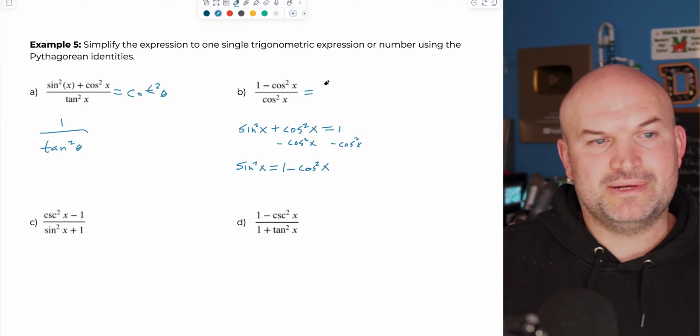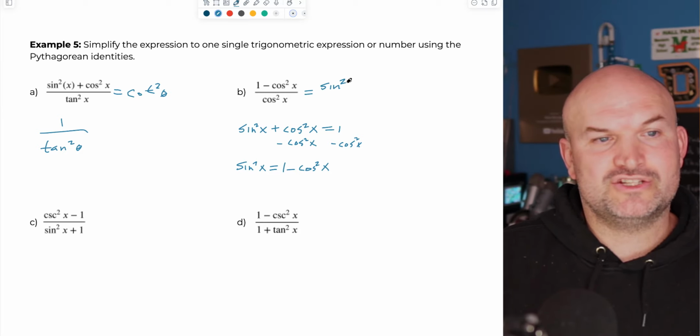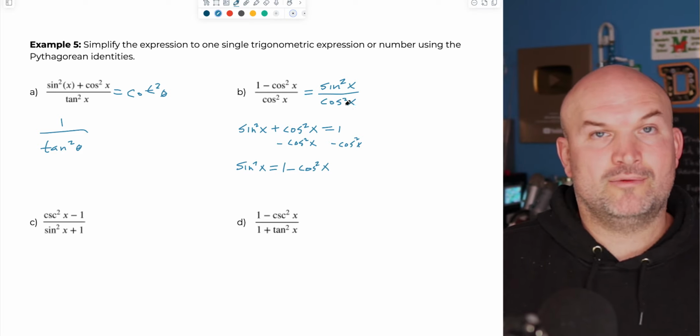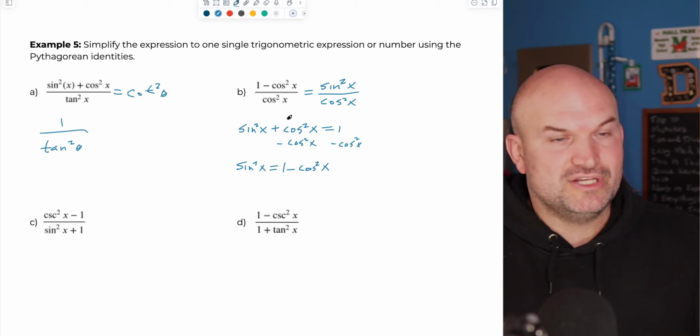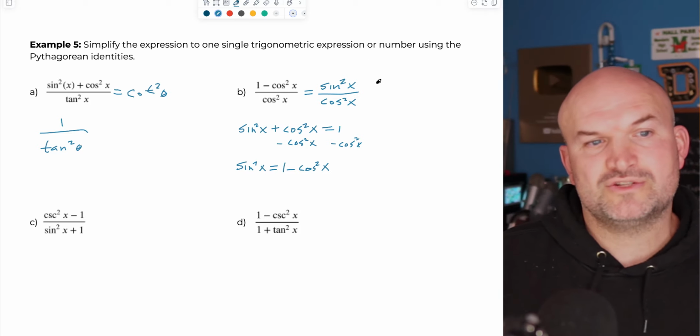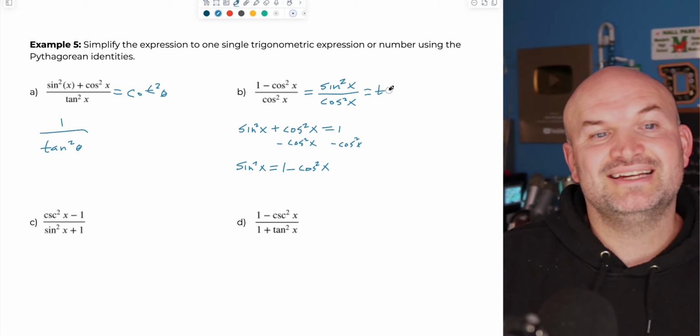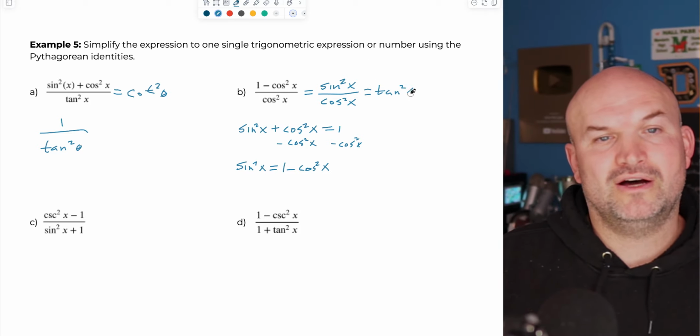So you can see, ladies and gentlemen, this is sine squared of x all over cosine squared of x. Now remember, sine over cosine is tangent, so sine squared over cosine squared is just going to be tangent squared of x.